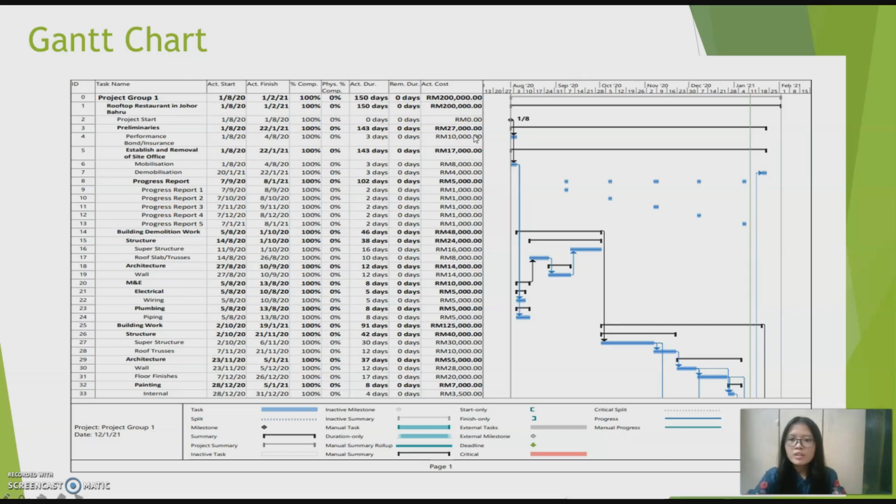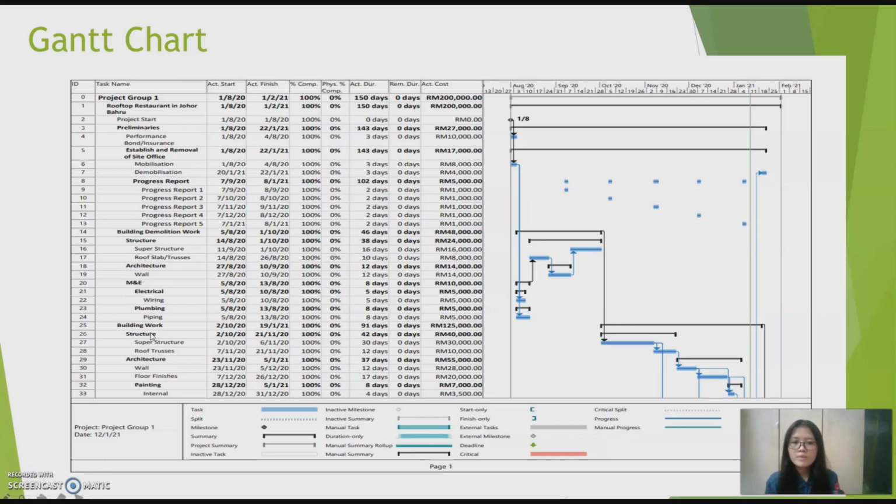Next, the building demolition begins with the sub-activities of structure with the work tasks of superstructure and the roof slab or trusses. The architecture has the work task of the wall, and the M&E has the work tasks of electric and the pumping. The sub-work tasks of the wiring and piping are under the work tasks of electric and the pumping respectively. This activity took 46 days and cost 48,000.